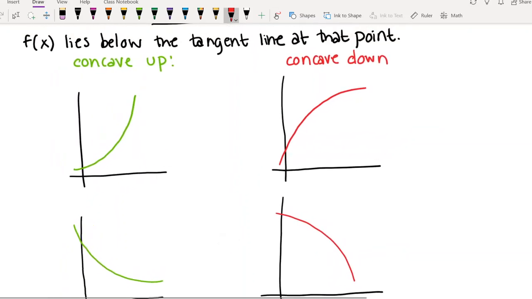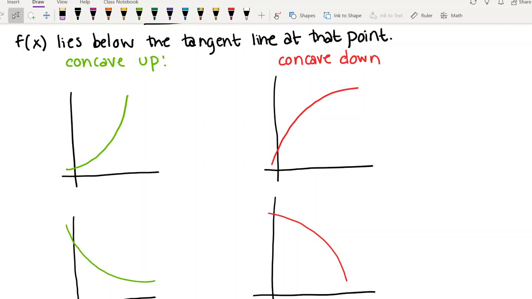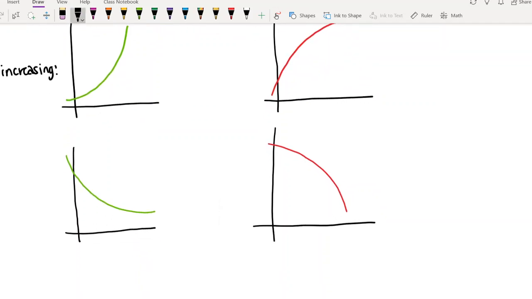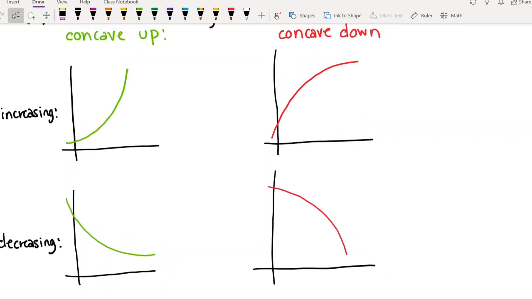And then if you go, instead of going down, if you read across, these two functions are both increasing, right? If you look at the top row, both of those functions are increasing. And if you look at the bottom row, both of these functions are decreasing. So increasing and decreasing are totally separate from concave up and concave down. It's really more about the shape of the graph when you're talking about concavity.